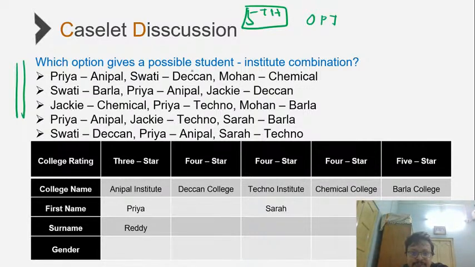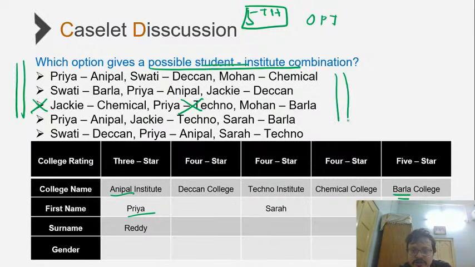So what is the 5th one saying? Which of the following gives the possible student-institute combination? So what are the ones I have? Priya Anipal, but in doing that, I'm able to eliminate only one option. The other one I have is Swati Barla, but unfortunately, I have no other option at my disposal. So try answering this question based on the only 2 pieces of information that I have. Priya belongs to Anipal, Swati belongs to Barla. Rest of the people, I have no clue.